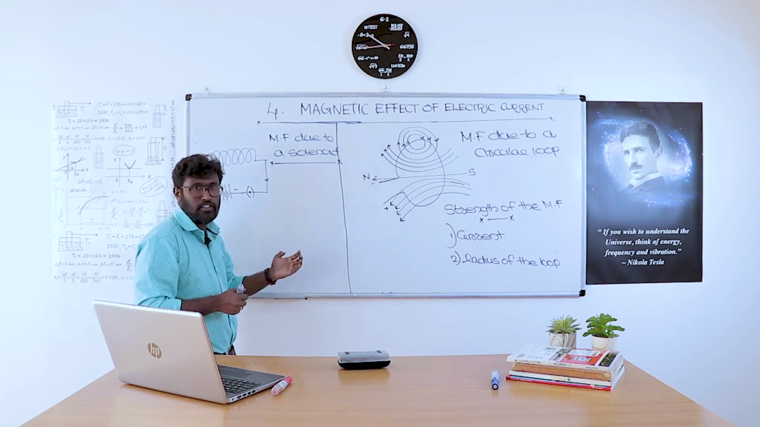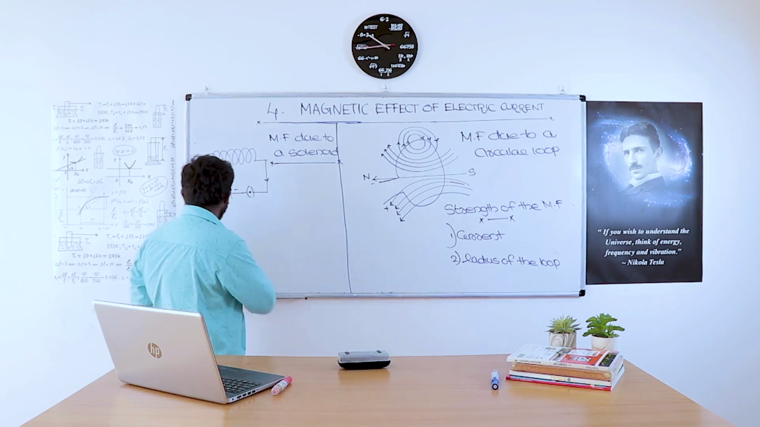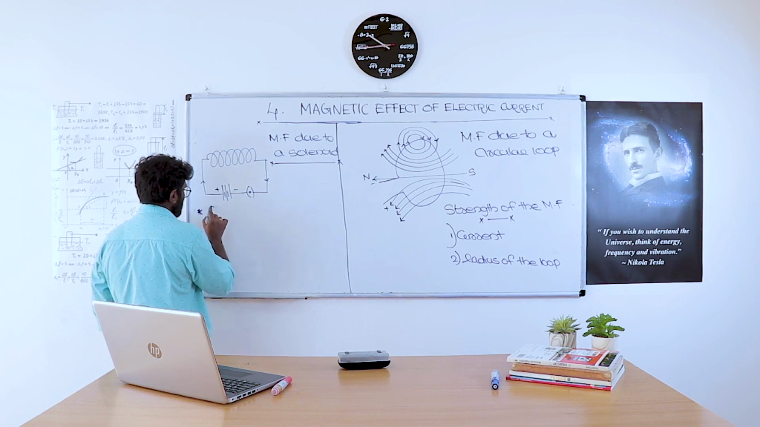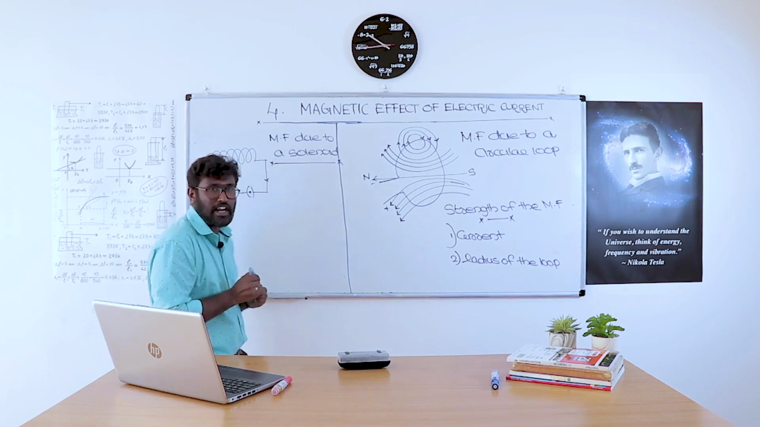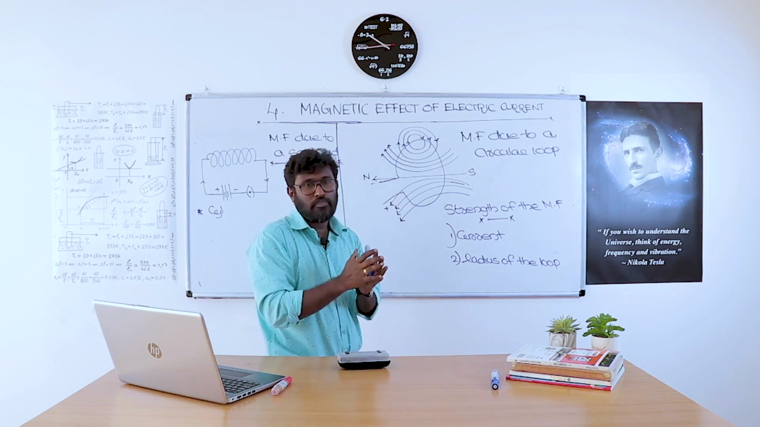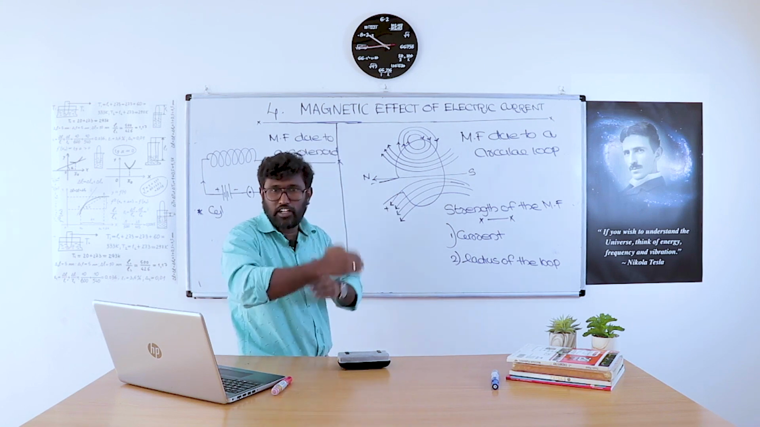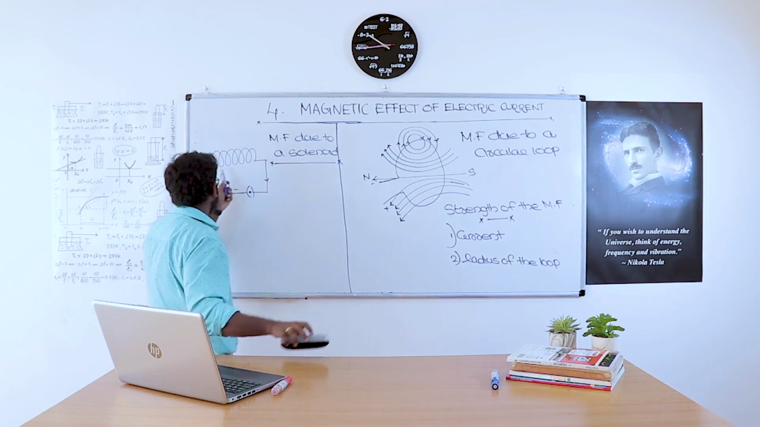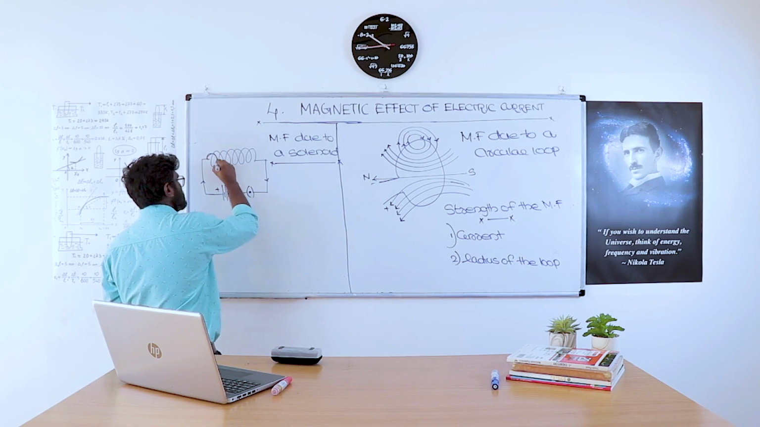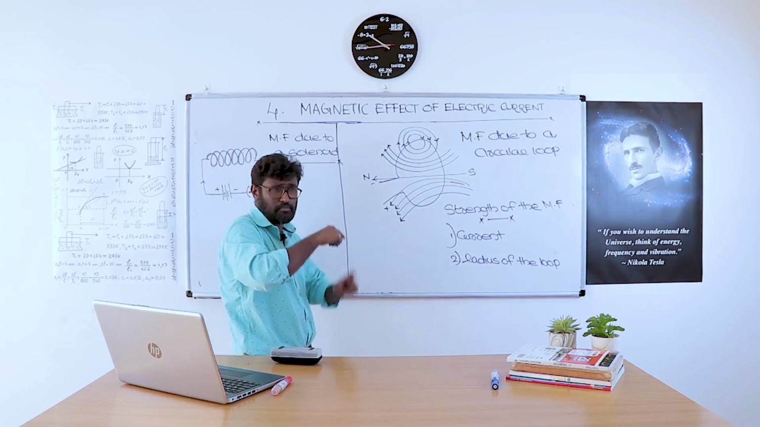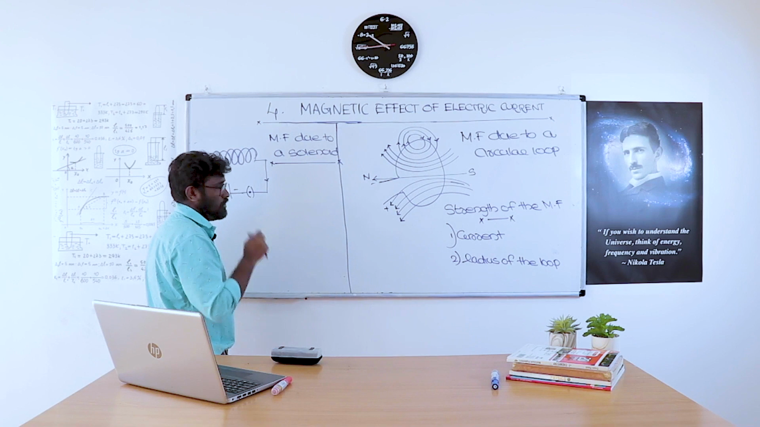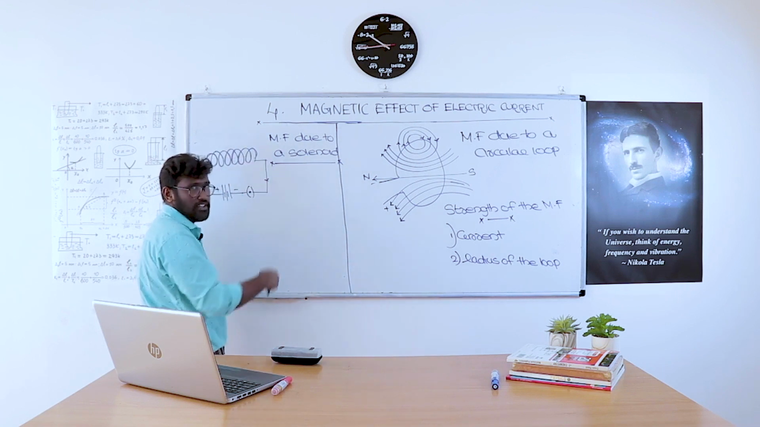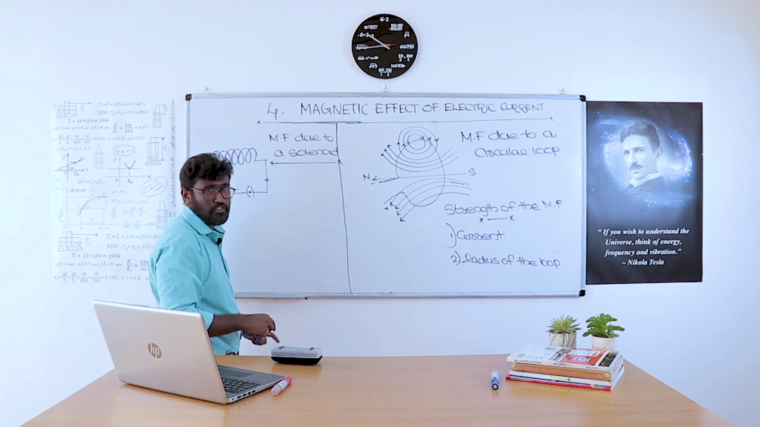What is a solenoid? Simply we can say that it is a cylindrical winding of conducting wires in a coil, like this. These conducting coils are bound in a cylindrical shape, then it is called a solenoid. There will be a number of turns in the case of a solenoid.